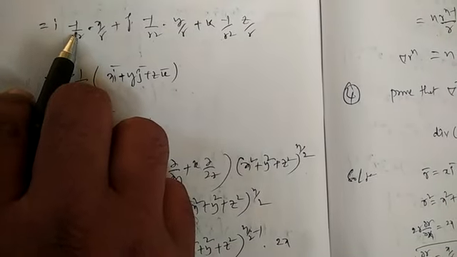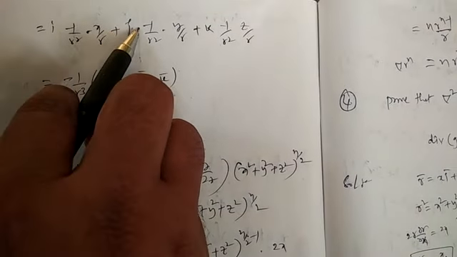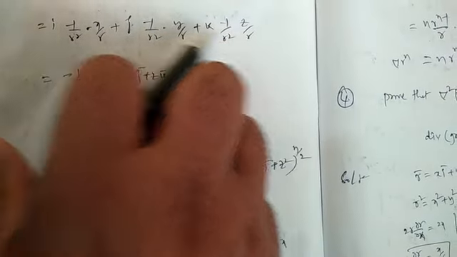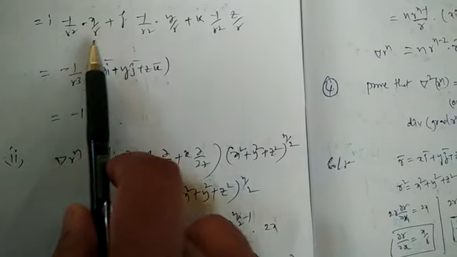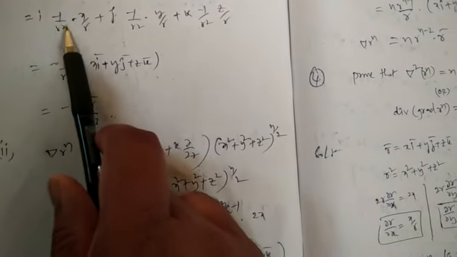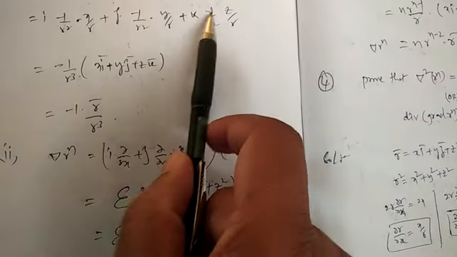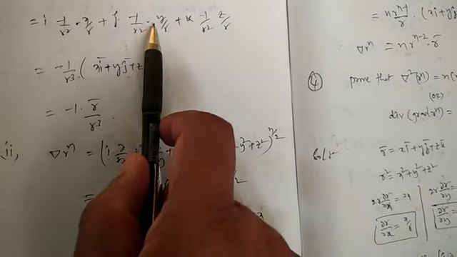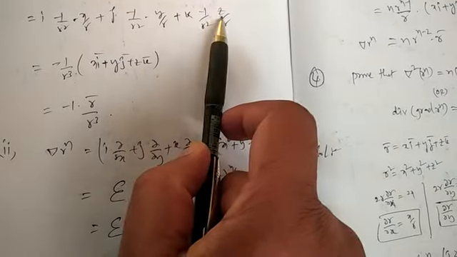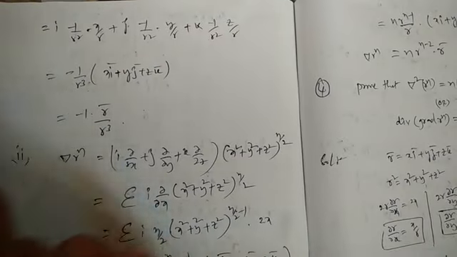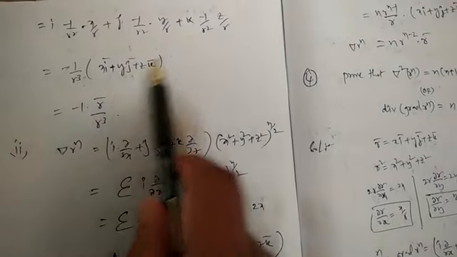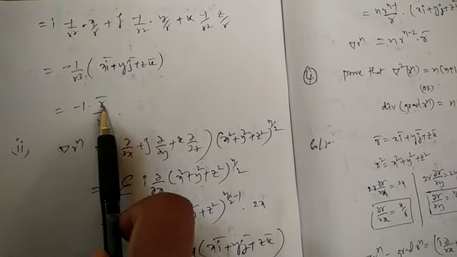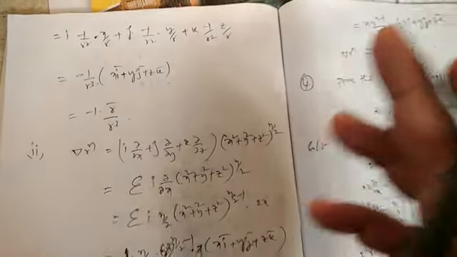Now i times −1/r² into x/r, plus j times −1/r² into y/r, plus k times −1/r² into z/r. Now −1/r³ is common, and the remaining is xi plus yj plus zk. Now minus also I take common. This is representing the position vector r bar. So minus r bar by r cube is the solution.